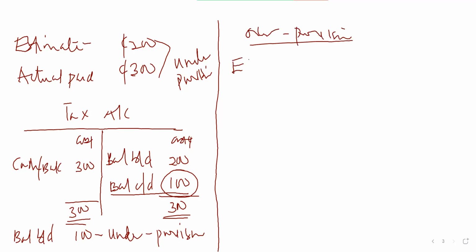So over provision, our estimate is now 500, and our actual tax is now 300. You can see that we are over providing for the tax, isn't it? So if you over provide for the tax, what will be the effect of the tax on the last year's profit? When we overestimate our tax, what will be the effect on the profit? It will reduce our profit.